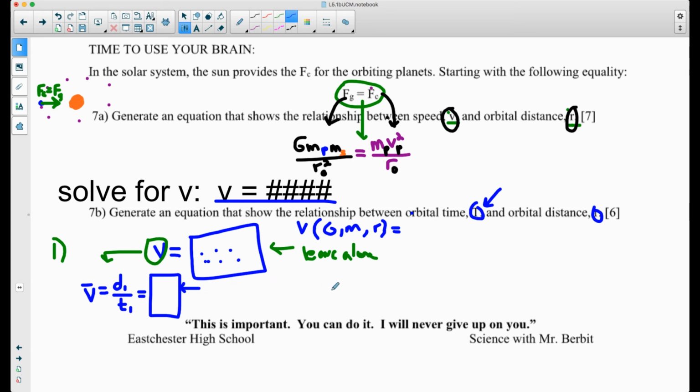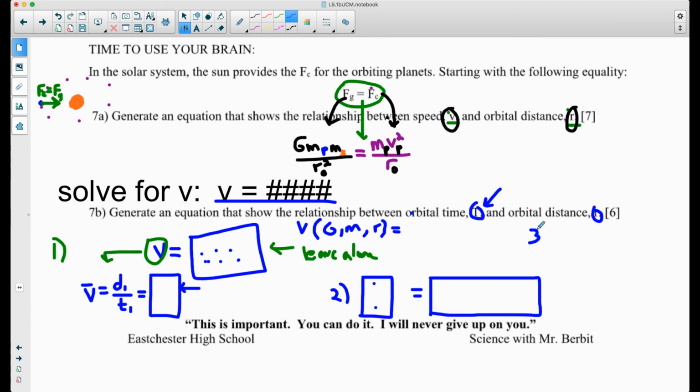So step 2 then will be substitute in your new fraction now for V. This fraction should have something with r in the numerator. I literally just told you what it was. Period in the denominator equals all this other slop that you did in the last problem.